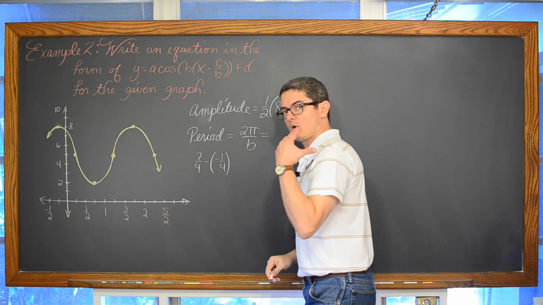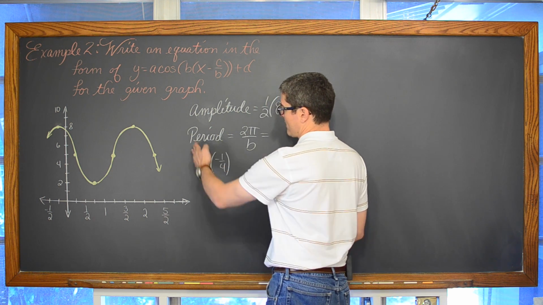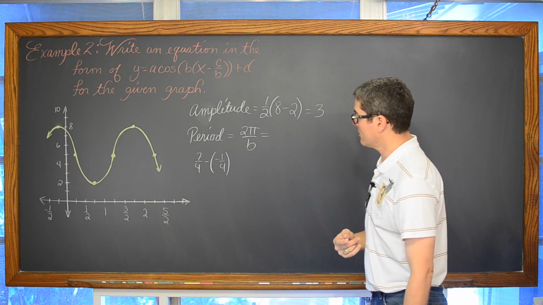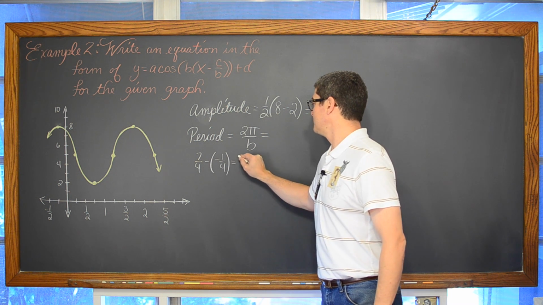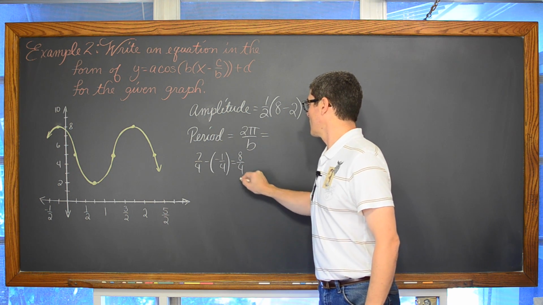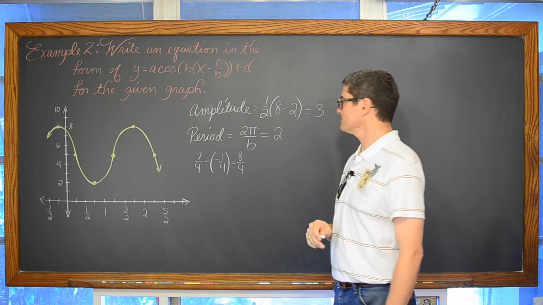If I wasn't purposely setting up large minus small, I'd have to wrap this in parentheses to make sure our period or length is a positive number. That's going to be 8 over 4, which of course is equal to 2.